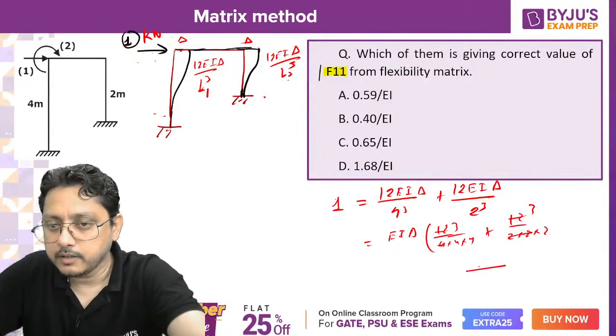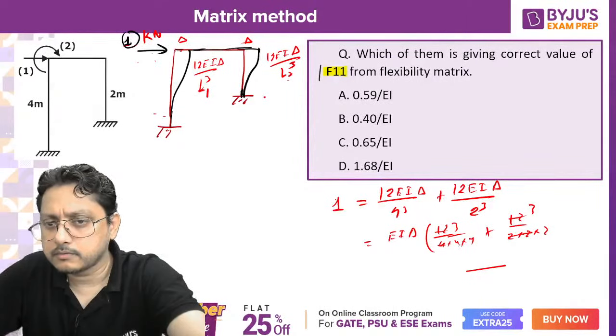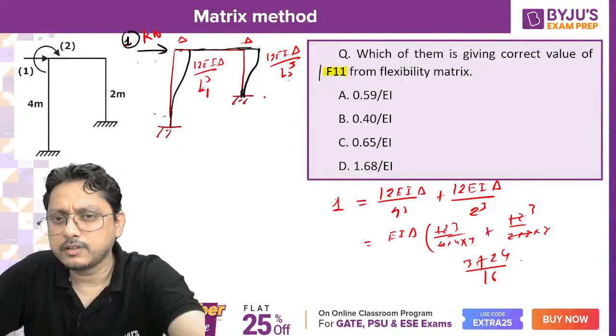So how much will we be getting? Okay, let it be. 4 3 12, 16 and 2, 16. Just a moment. 3 plus 8, 8 24, 27 by 16. Is it 27 by 16?